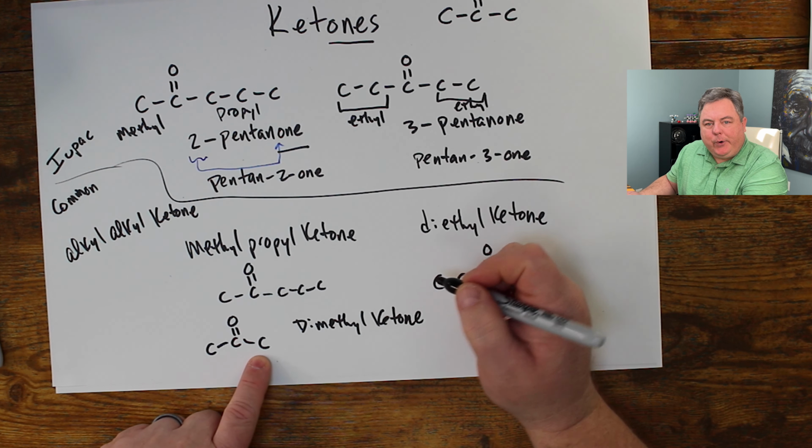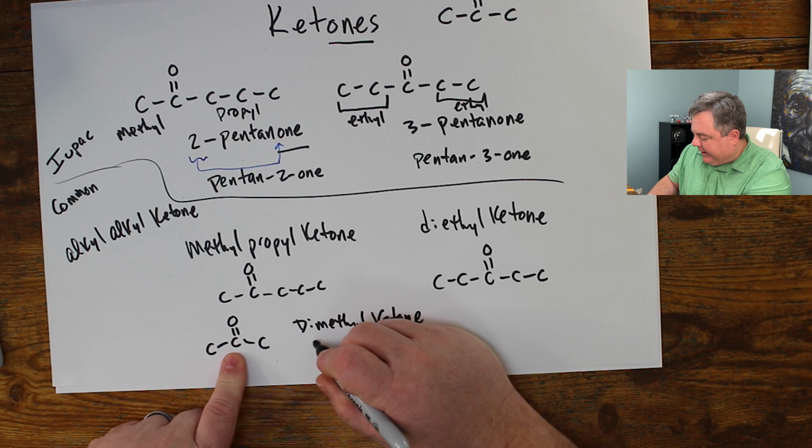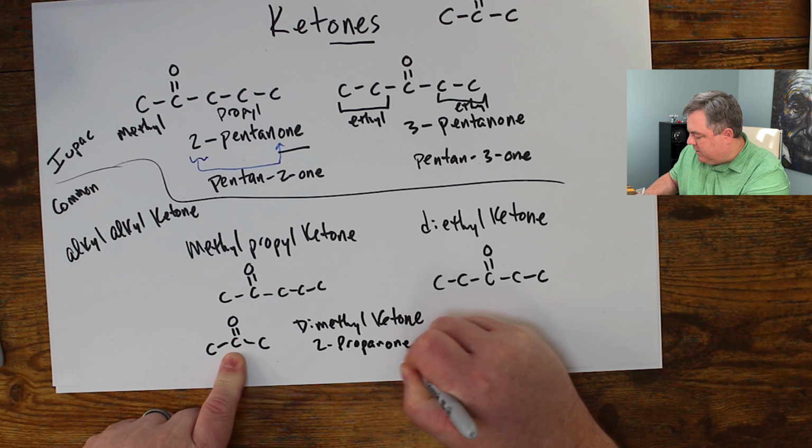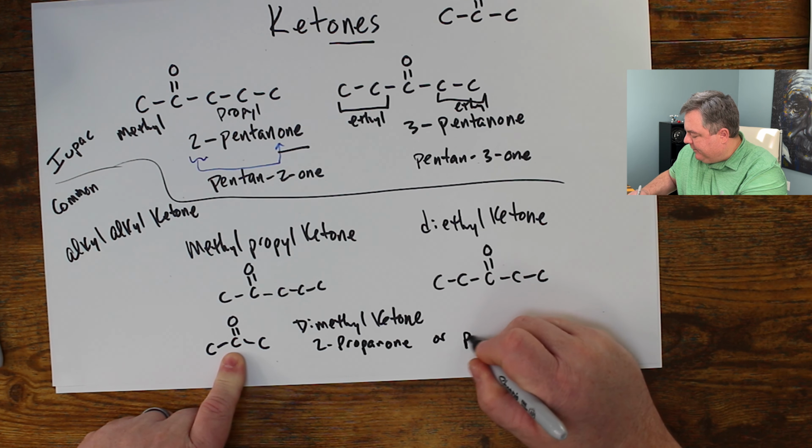IUPAC, well, there's 3 carbons, and the ketone's on the second one. So 2-propanone. Or propane-2-one.